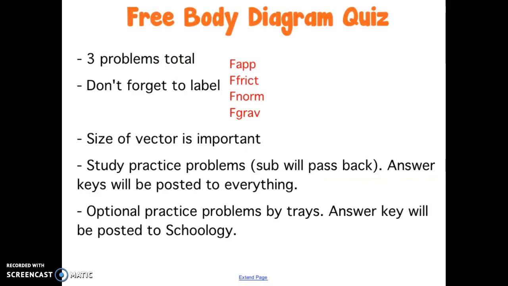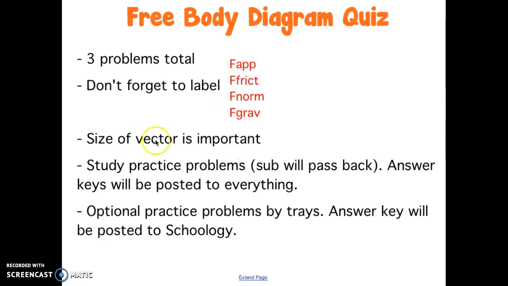So your free body diagram quiz, some reminders. First of all, it will be on paper. There are 3 problems total. You will have plenty of room, more than you had on the worksheets, to complete these. The reminder will be at the top of the quiz, and I'll show you the quiz from last year in just a second, but please do not forget to label your vectors. That is usually a part where students miss easy points. So it will be on the test to remind you, but please don't forget.